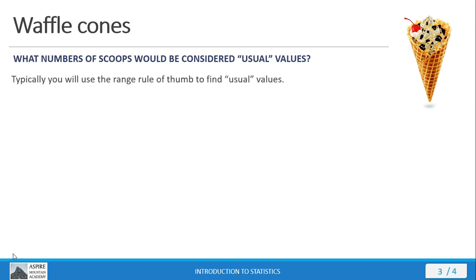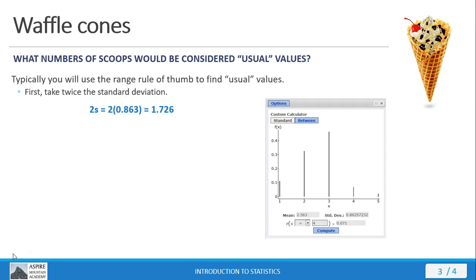What numbers of scoops would be considered usual values? Typically, we use the range rule of thumb to find usual values. So let's give that a go here. First, we're going to take twice the standard deviation. Twice the standard deviation is going to be 2 times 0.863, which is 1.726. And we can get that value from our custom calculator.